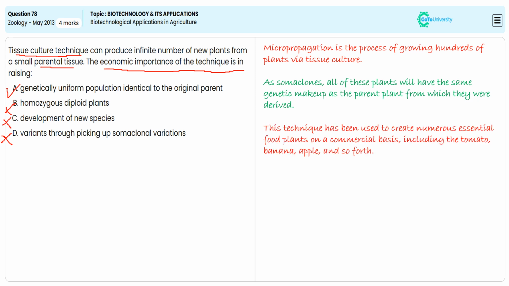With this specification, we choose option A as the correct answer, which is nothing but a genetically uniform population identical to the original plant, to satisfy the 4 mark demand of this objective question.